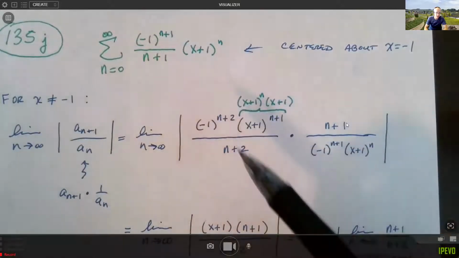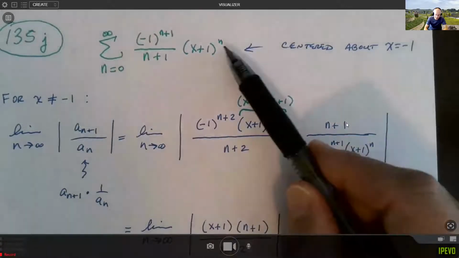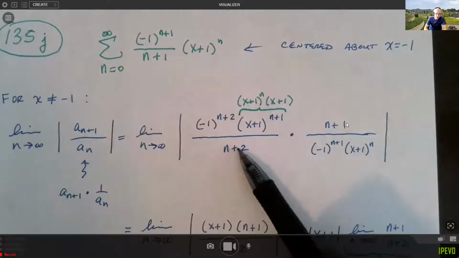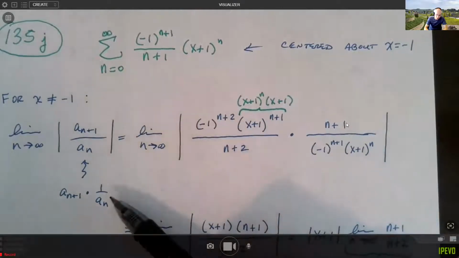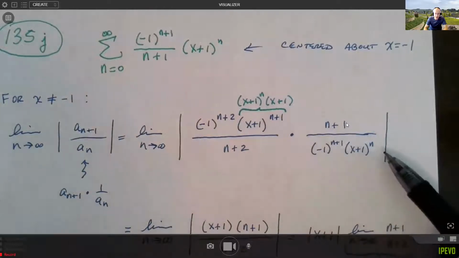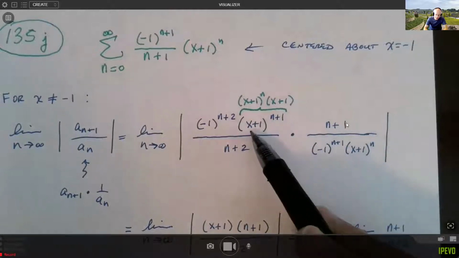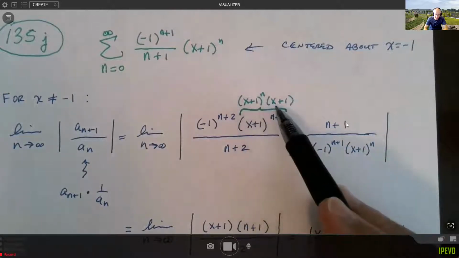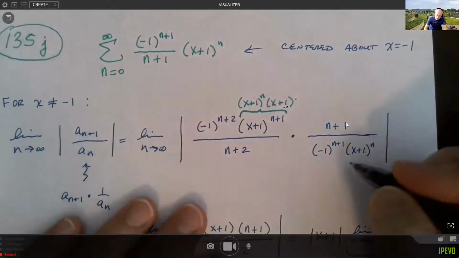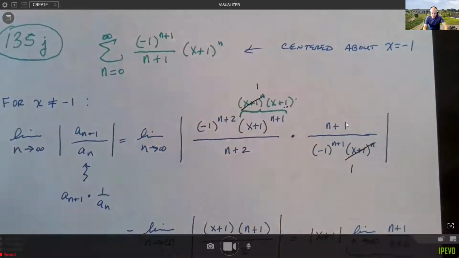All right, so I'll have -1 to the n plus 2, x plus 1 to the n plus 1. I'm replacing n with n plus 1. And then again down here, n plus 1 gives me n plus 2. And then the reciprocal, 1 over a sub n, is just the reciprocal of this expression, n plus 1 divided by that stuff. Notice x plus 1 to the n plus 1 power is x plus 1 to the nth times x plus 1 to the first. Remember, we're adding exponents when we multiply. So I can divide numerator and denominator by x plus 1 to the nth power.